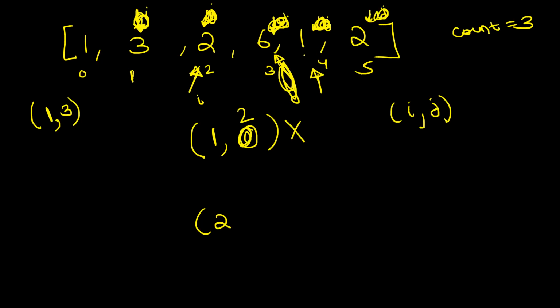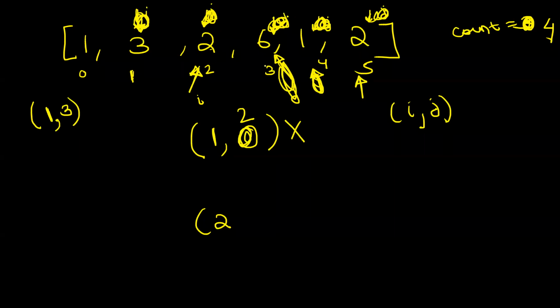Is 2, 4 a valid pair? Yes, it is. Because when you add ARR of I plus ARR of J, you will see that the sum is divisible by 3. So 2 plus 1 is 3, that is divisible. So I will increase my count, because this is another valid pair. Then I will again do a J plus plus. 2 plus 2 is 4. Is 4 divisible by 3? No. That means all pairs starting with index 2 are also done.